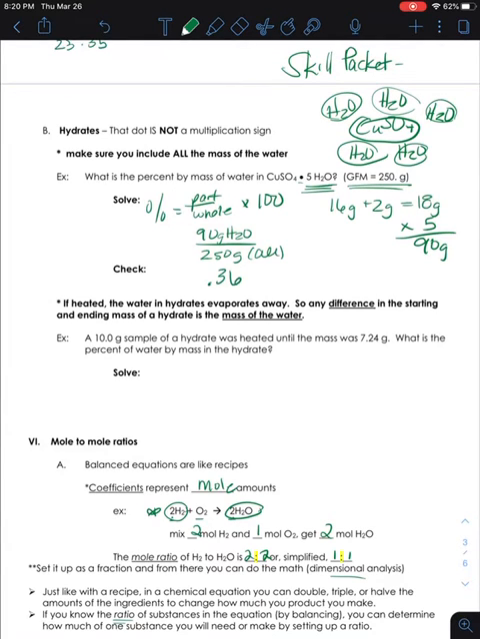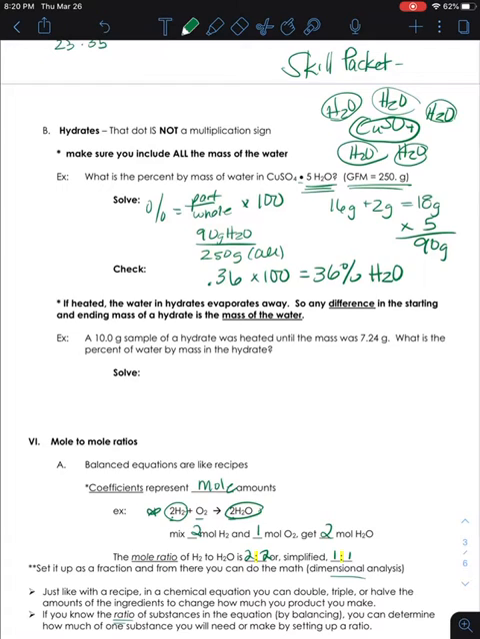Okay. And again, you want to check your answer by looking at it. 90 is definitely less than 250. It doesn't look like half, so it must be less than half. So that number looks within reason.